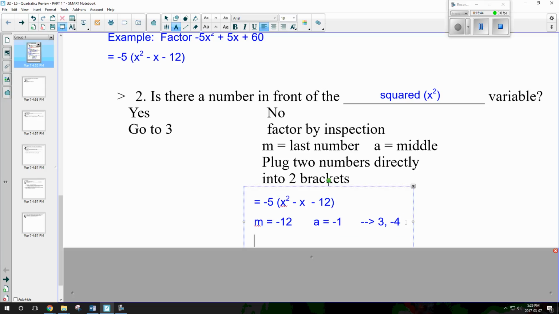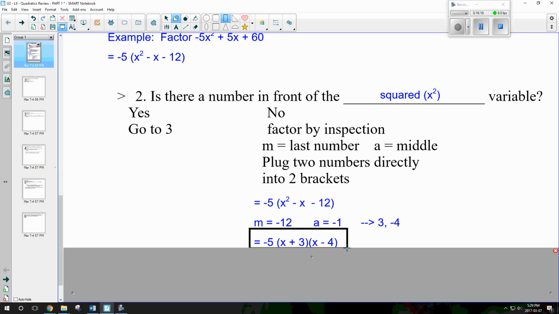Now that we have our two numbers, and because it's inspection, because there's nothing sitting in front of that x squared, we can jump into our two brackets. And remember, with inspection, x is always the first piece in both of our brackets, and then our numbers follow suit. So x, our first term is a positive 3, so we do x plus 3. And in our second bracket, our second number is a negative 4, so we have x minus 4. And that now is our final answer for when we have inspection.